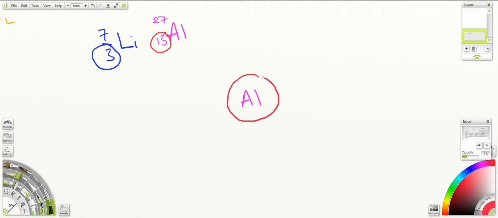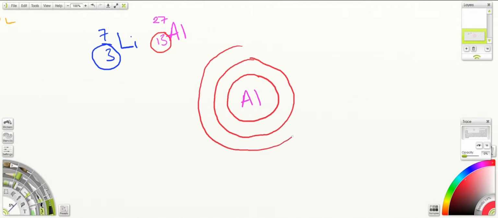So that's ring 1. I know I'm going to need another ring. Now, if you think about it, I can have a maximum of 8 in this ring, a maximum of 8 in the second one and 2 in this one. So that's a total of 10. So I'm going to need another ring. If you just think about it, it makes sense. So let's draw on our electrons.